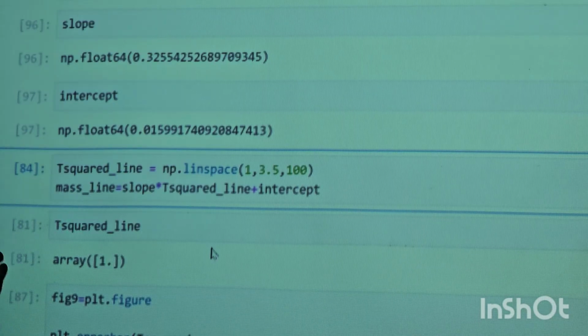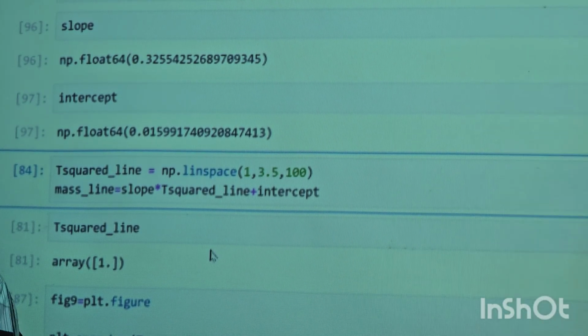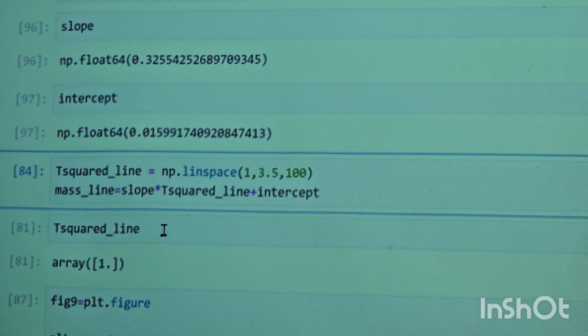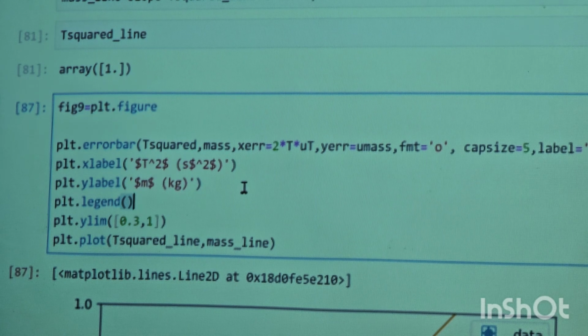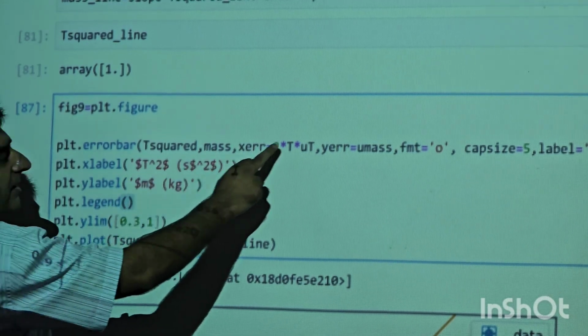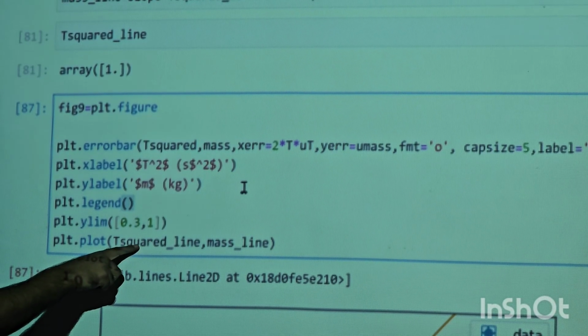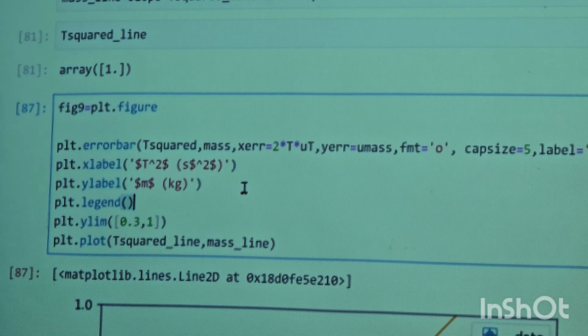So I'm defining the best fit line that I've gotten from the slope and the intercept that have been churned out by the optimization process, by the curve fitting process. So this is the equation of the best fit line. Now what I do, I plot t squared, mass, error bars, and I also plot on the same figure the t squared line and the mass line, the lines that I get out from curve fitting.